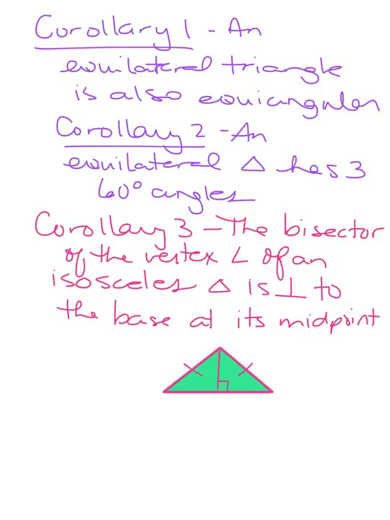And the last corollary, corollary 3, is a big one. We see this a lot. It says that the bisector of the vertex angle of an isosceles triangle is perpendicular to the base at its midpoint. That's loaded with information. So it says the bisector of the vertex angle. Basically, if I bisect my vertex angle, it's going to be perpendicular to the base at its midpoint. That also means that I made this base divided into two equal parts.